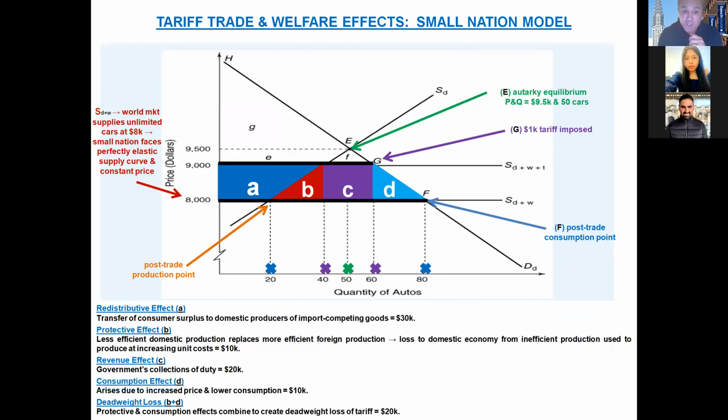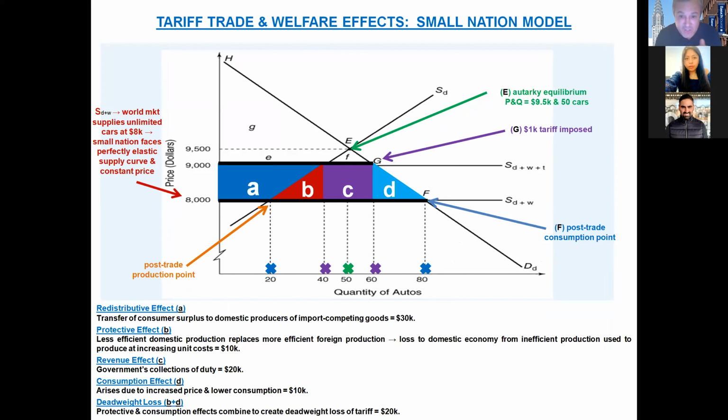We see here a transfer. We see here the various welfare effects. First, there's the transfer of consumer surplus to producer surplus as a result of the tariff. Then, as a result of increased protection, we have increased production under the tariff, increased, we say, inefficient production because it's more costly production displacing lower cost production. We see an increase in domestic production from 20 to 40 units. That represents the protective effect.